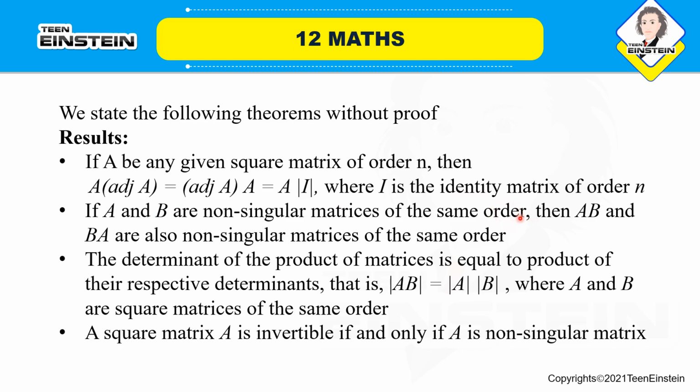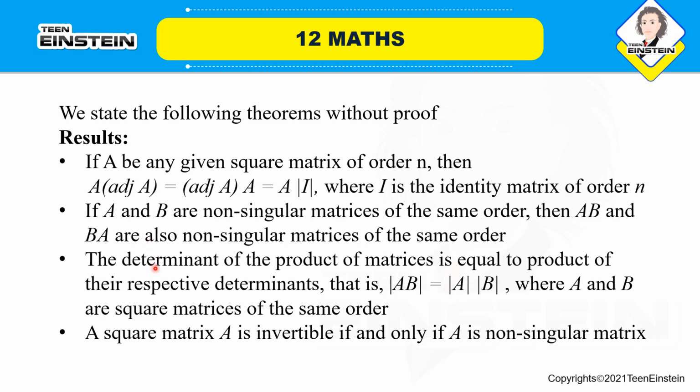If this condition is satisfied, then we have AB and BA are also non-singular matrices of the same order. The product AB and the product BA are also non-singular matrices, which means that determinant AB is not equal to 0 and determinant BA is not equal to 0. So if determinant A is not equal to 0 and determinant B is not equal to 0, then determinant AB is not equal to 0 and determinant BA is not equal to 0. So this is the second result.